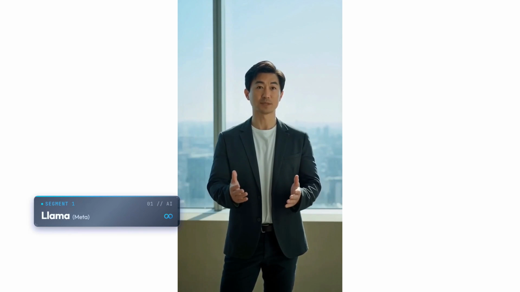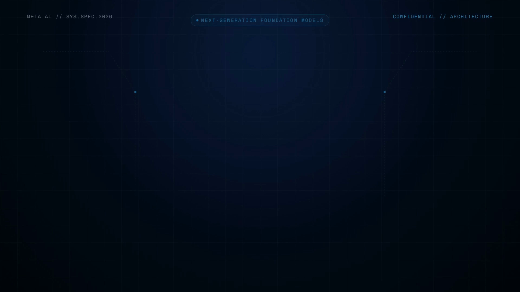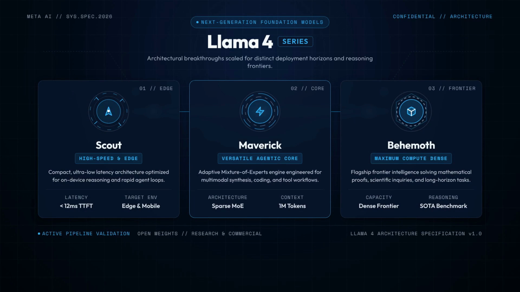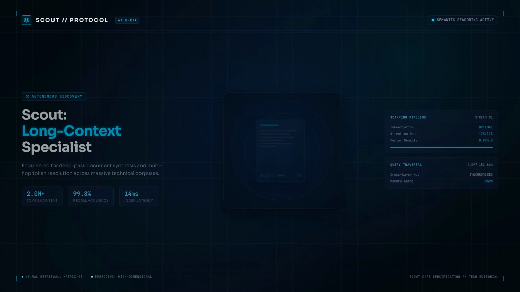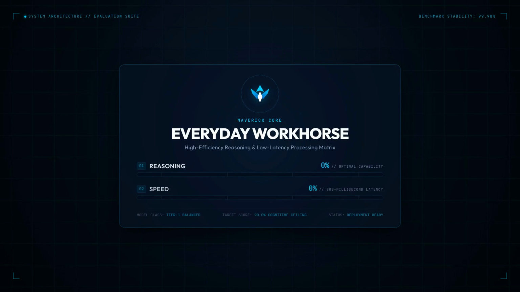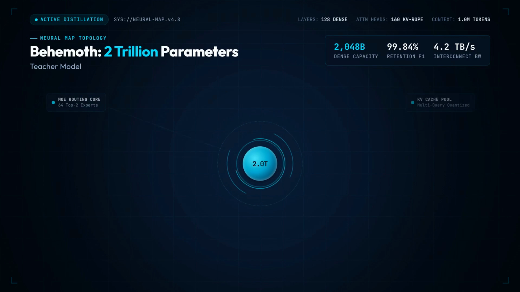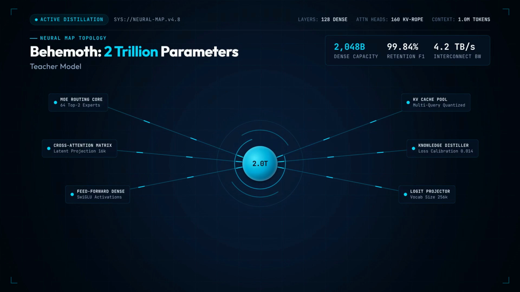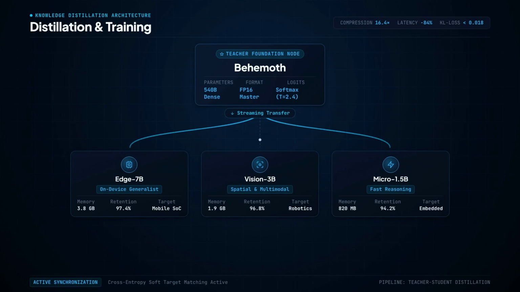Let's start with a name most people already know: Llama, Meta's open-weight model family. Llama 4 comes in several versions built for different jobs, each with unique strengths. Scout is the long context specialist, built to handle massive documents in a single pass. Maverick is the balanced everyday workhorse, strong reasoning, solid speed, and the version most developers reach for first. And then there's Behemoth, a 2 trillion parameter giant that isn't even meant to be deployed directly. It exists as a teacher model used internally to train and distill the smaller Llama versions.